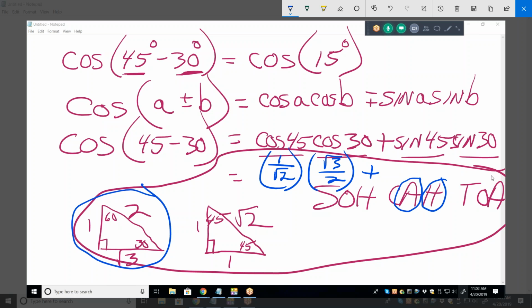Okay, plus, what's the sine of 45 degrees? Sine. It's 1 over square root of 2. Okay, and the sine of 30. Sine of 30.